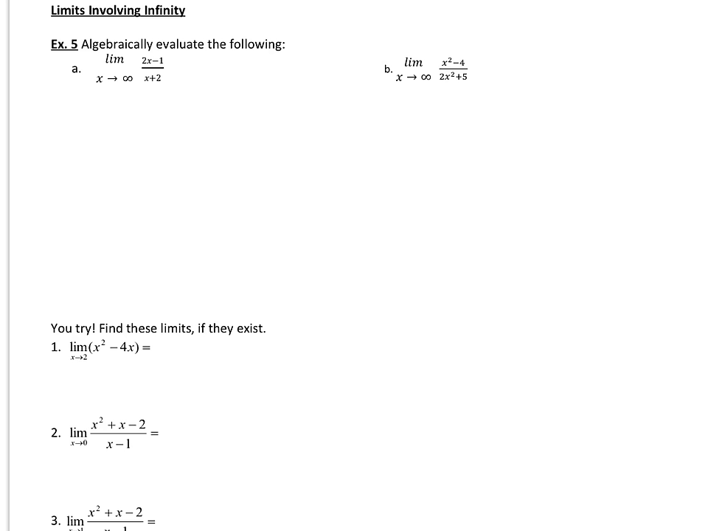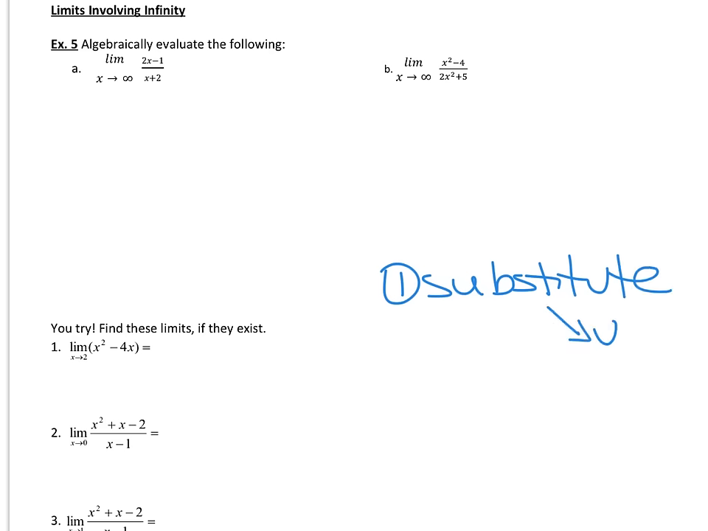Let's take a look at the examples from the back of the worksheet. The first step that you want to take in this process is to first see if you can substitute. If we can, that's what we want to do, because if you get a yes, you're very happy, and you get a number out. And then you say, okay, I'm done. I got my limit, and it's a number.